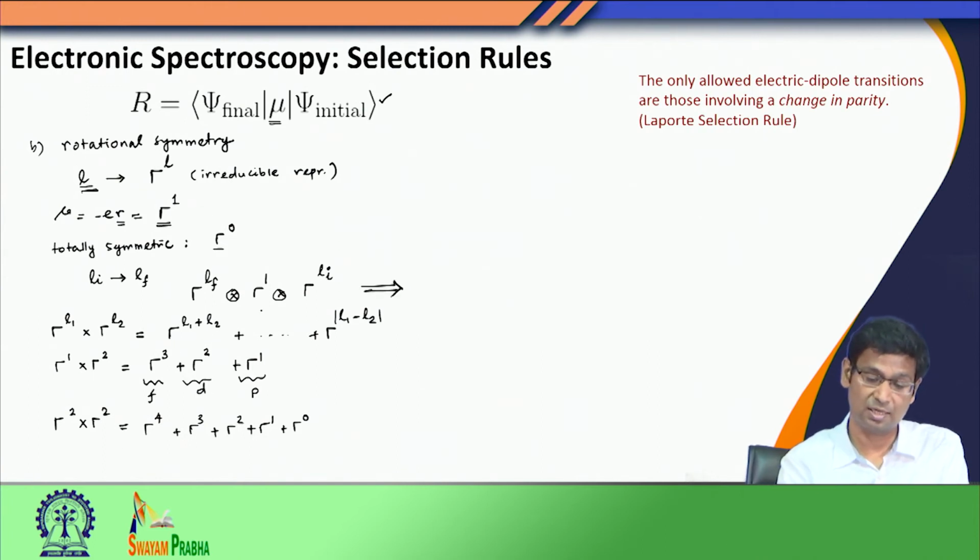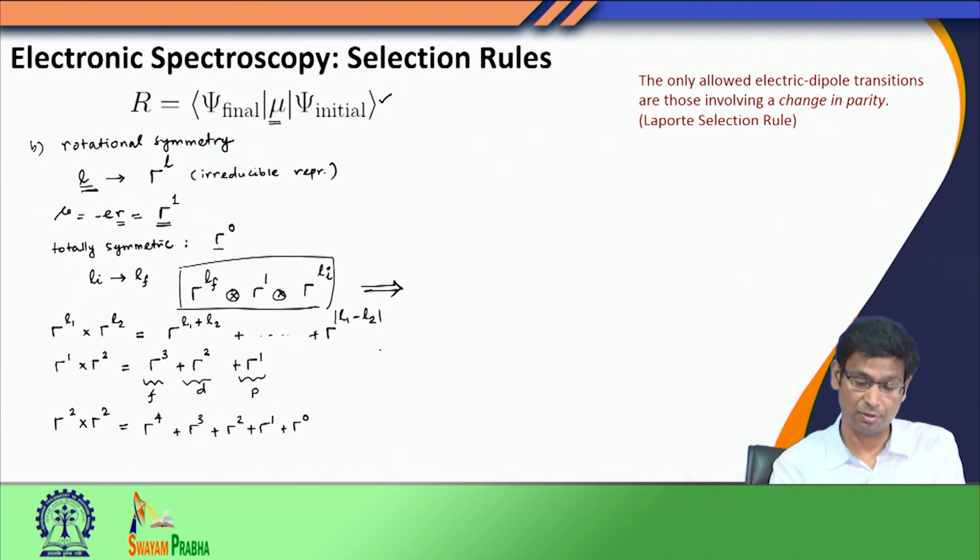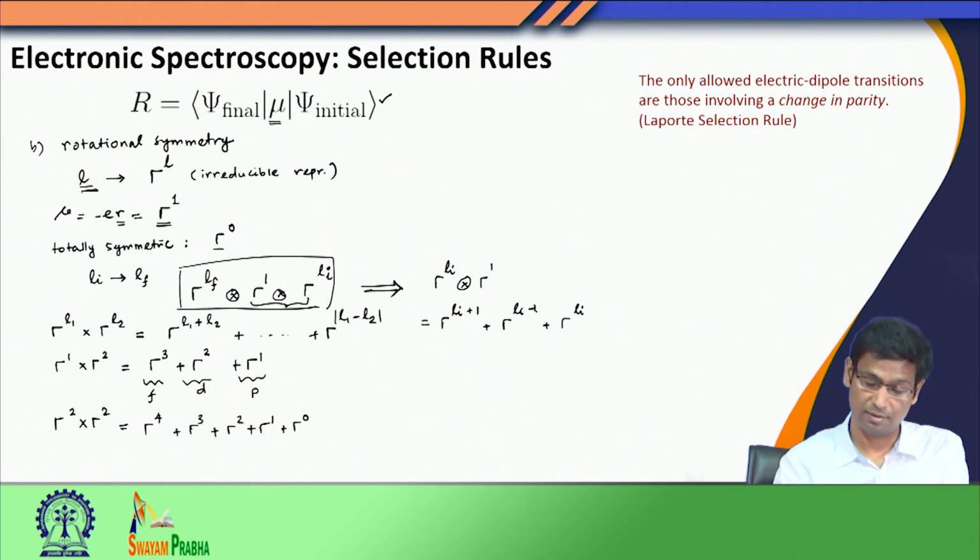So, therefore, let us consider this direct product that we have to evaluate. Before we go to gamma Lf, let us first consider gamma Li into gamma 1. This would give me gamma Li plus 1, gamma Li minus 1, plus gamma Li, to make it in the usual order: Li plus 1, Li minus 1. Now, these three representations will be multiplied with gamma Lf.